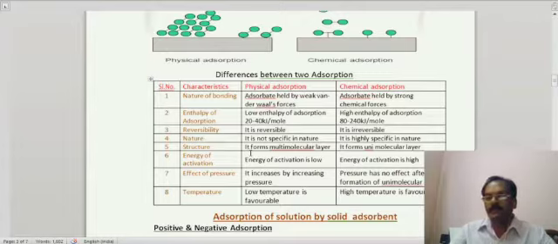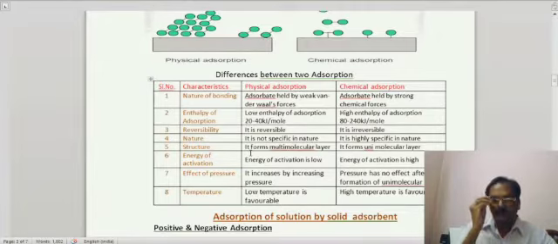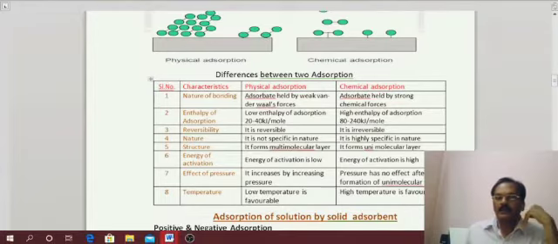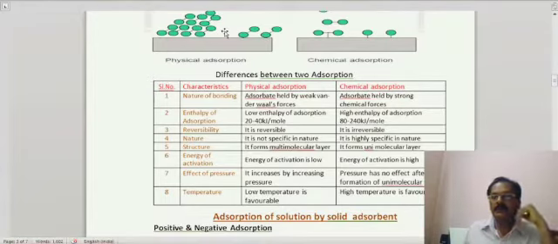So in the regular class, I already covered the definition of what is physical adsorption and what is chemical adsorption, or physisorption and chemisorption. Now let us go for discussion about the differences between the physical adsorption and chemical adsorption. Look at the PPT that is present on the screen. I have given the diagram representation.